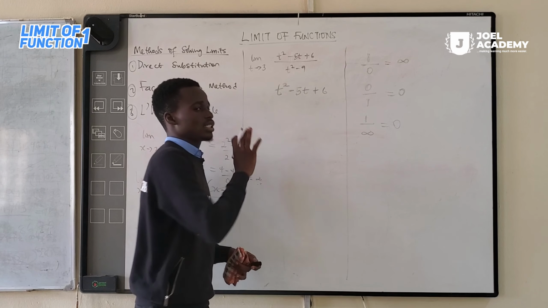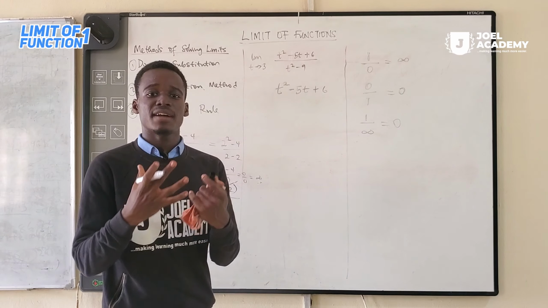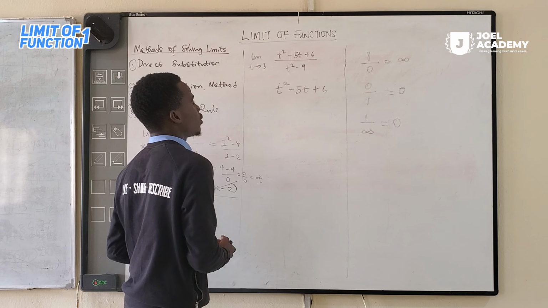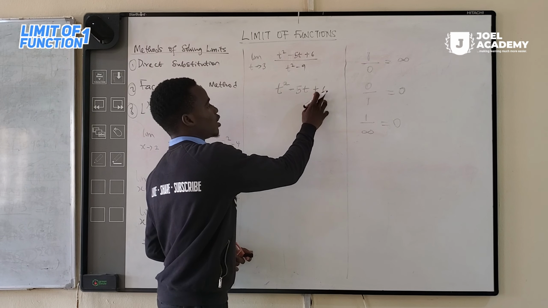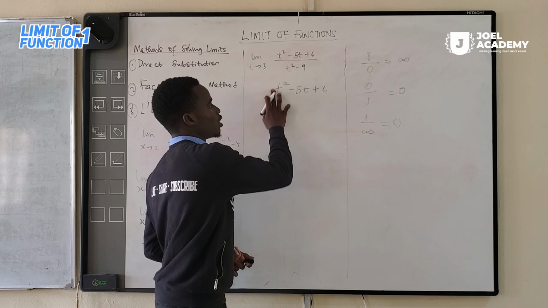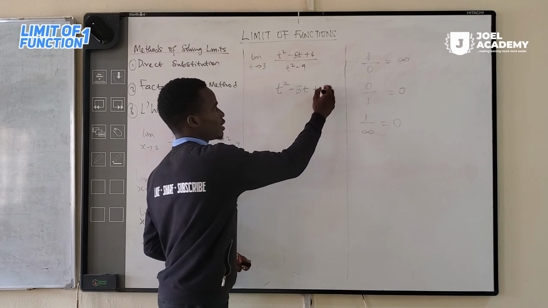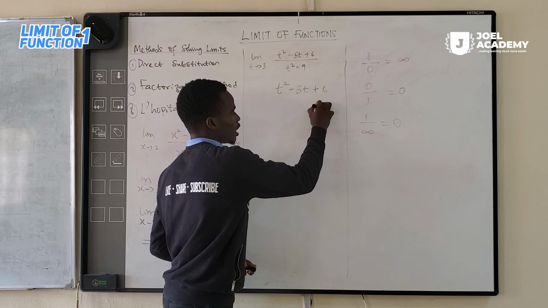So writing this quadratic, how can we then factorize it? What we need to do is to get our constant. Our constant, 6, times the coefficient of t squared, which is 1. 6 times 1 is 6, right? So we have 6 as our constant.